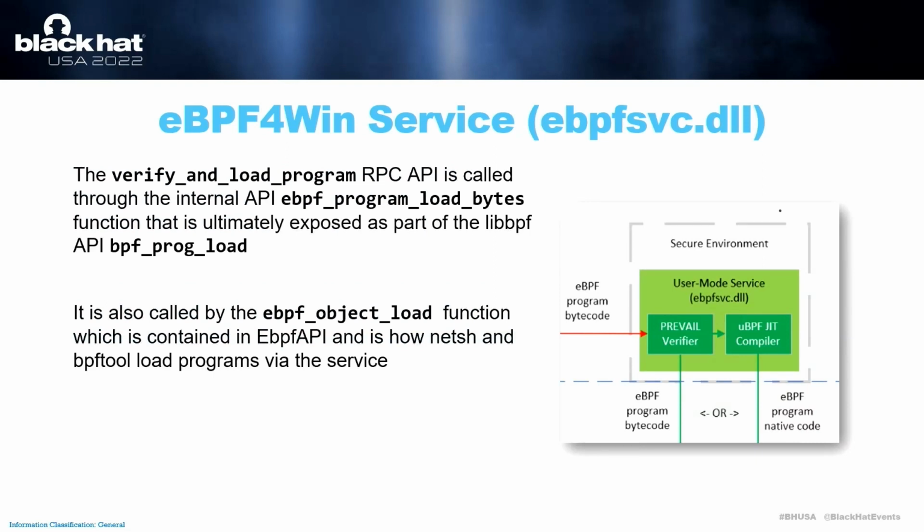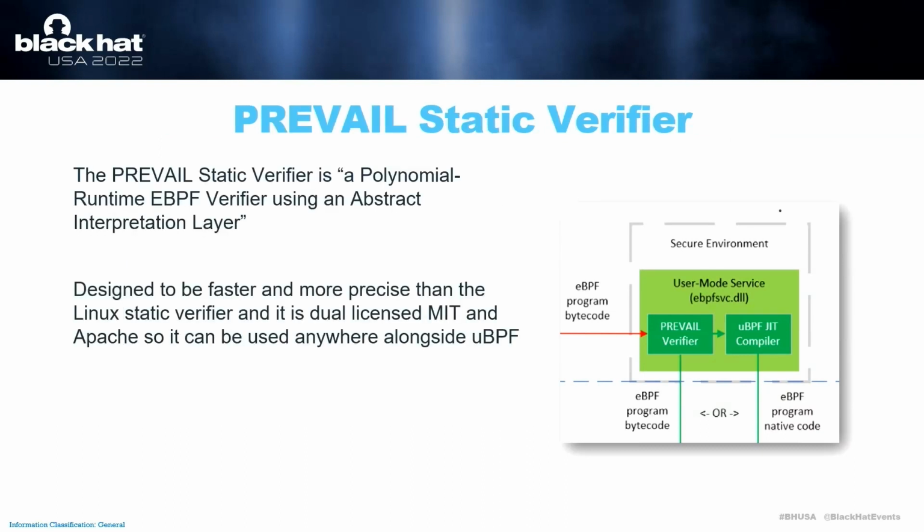We did try to, oh, sorry, before I get there. So we did fuzz these components individually, of course. So Prevail verifier and eBPF. So the Prevail verifier, you can go look up the paper. It's a polynomial runtime eBPF verifier using abstract interpretation layer. All that really means is they're using a lot of math to try to do this pointer analysis.